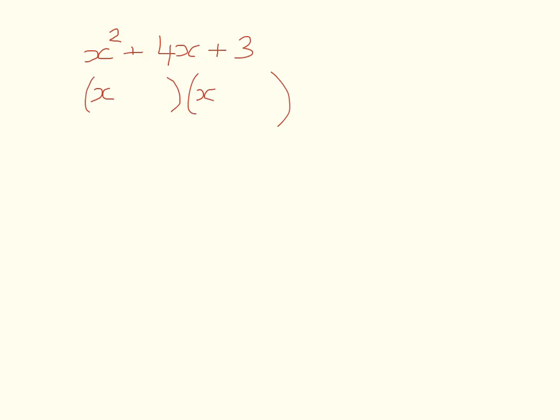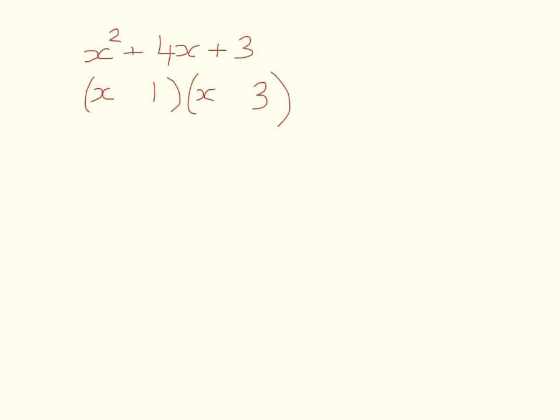Now, what I wanted you to remember from the previous slide was that whatever numbers go in here and here, they are going to add together to give us this number, and they are going to multiply together to give us this. So let's have a think. What numbers multiply together to give us 3? The only 2 that I can think of are 1 and 3.